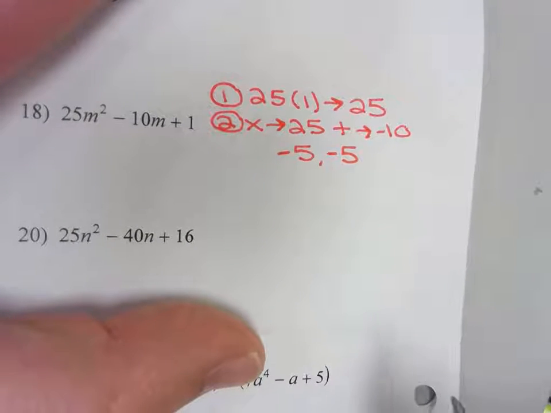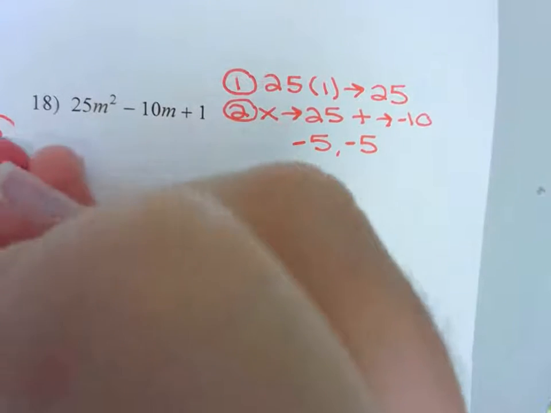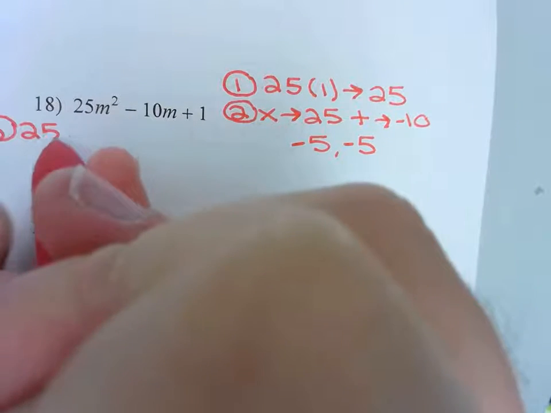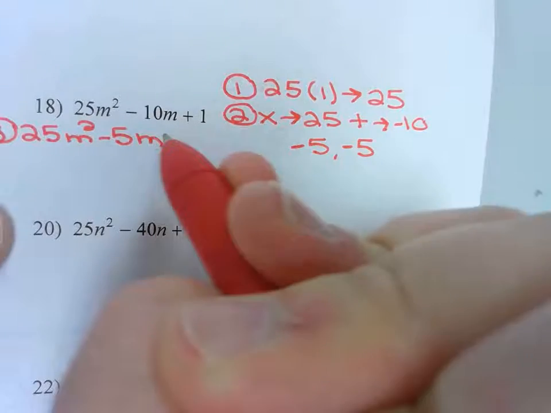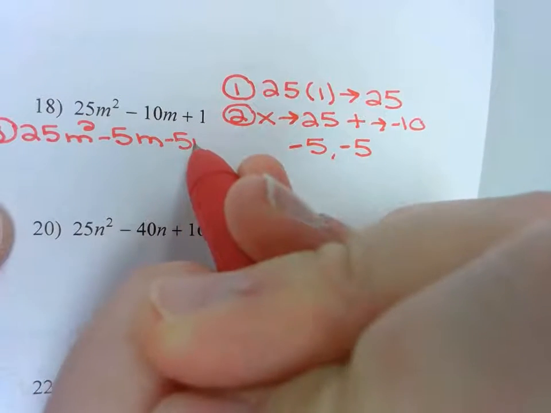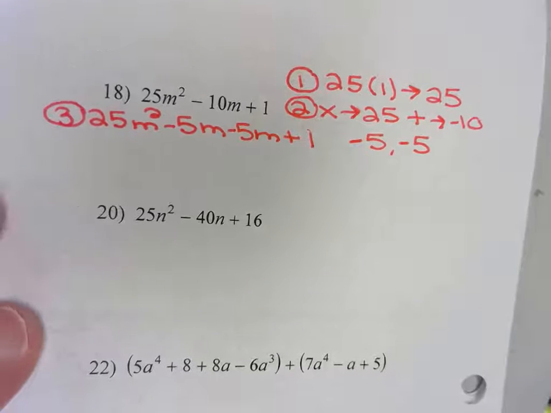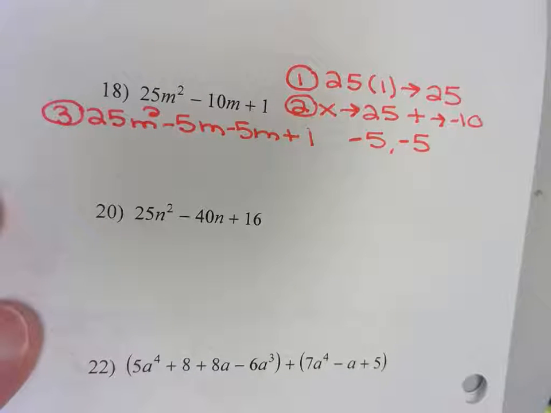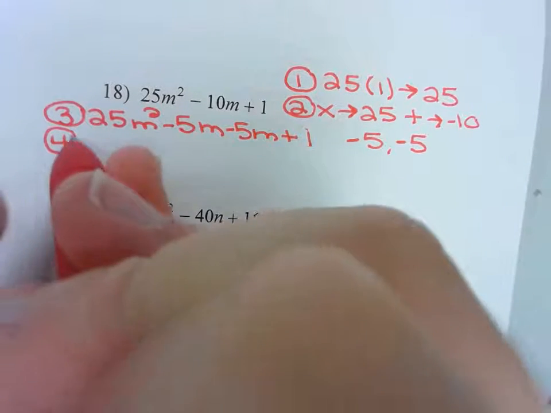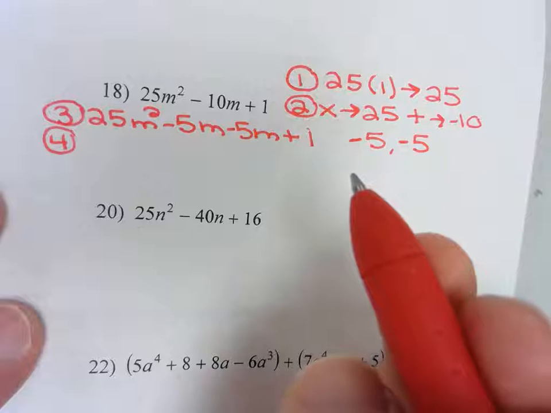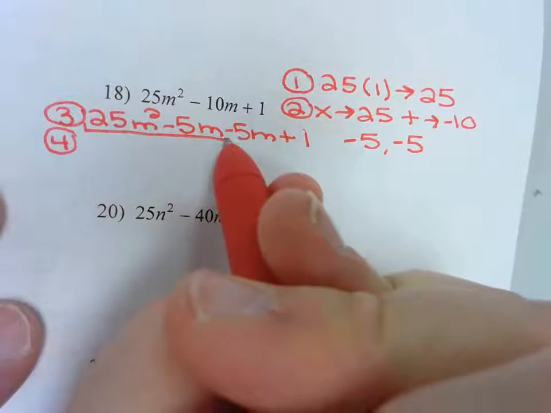Once I find those two numbers, step 3, what do I do with those two numbers? Plug them in for your middle term. So instead of negative 10m, I have negative 5m minus 5m plus 1. So once you find those two numbers, you replace the middle term with it. And then step 4, how do I factor from there? Group them. 4 terms, you always use grouping.